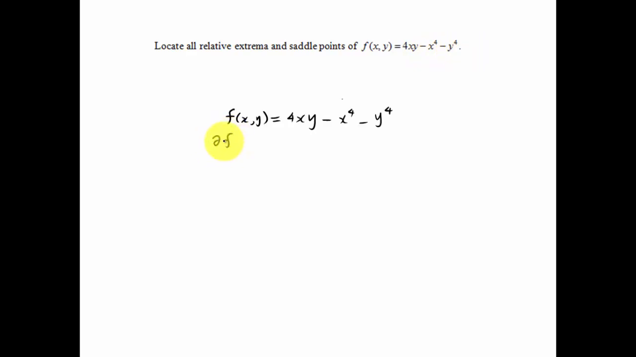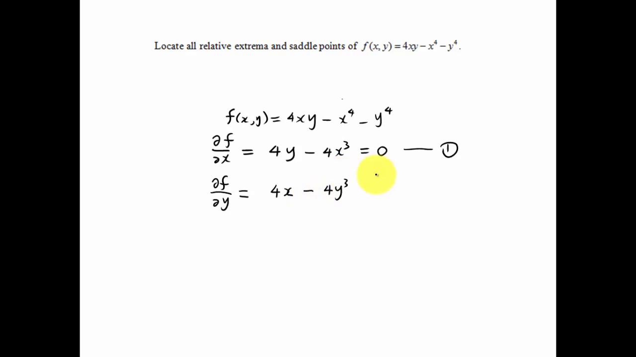Partial differentiation of f with respect to x is equal to 4y minus 4 times x to the power 3. Set it equal to 0, we have equation 1. Partial differentiation of f with respect to y is equal to 4x minus 4 times y to the power 3. Set it equal to 0, we have equation 2.